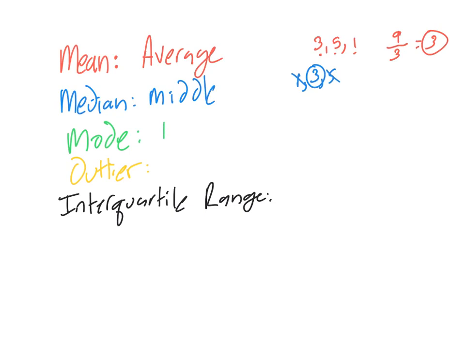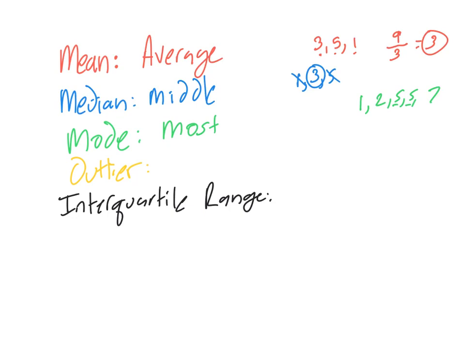Mode. I want you to think of most. Whichever number is the most. So in this case, if you have 1, 2, 5, 5, 7, the one number that's the most used right there is 5, so your mode would be 5. Okay? Those are the centers, the measures of center.